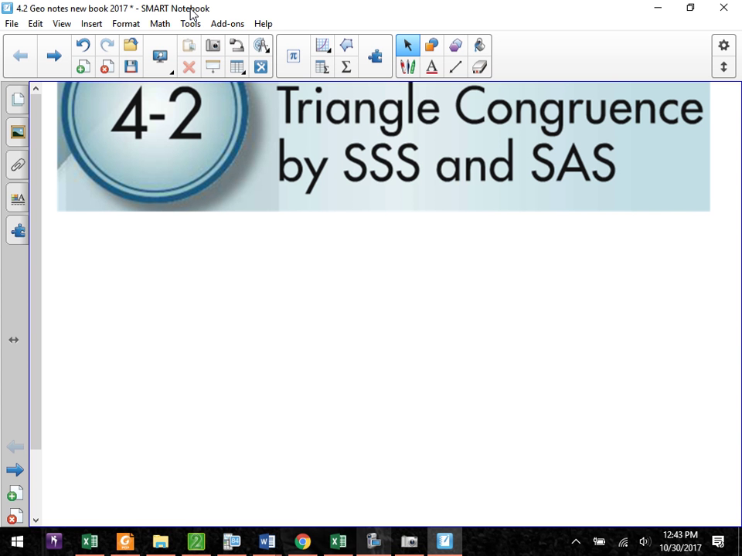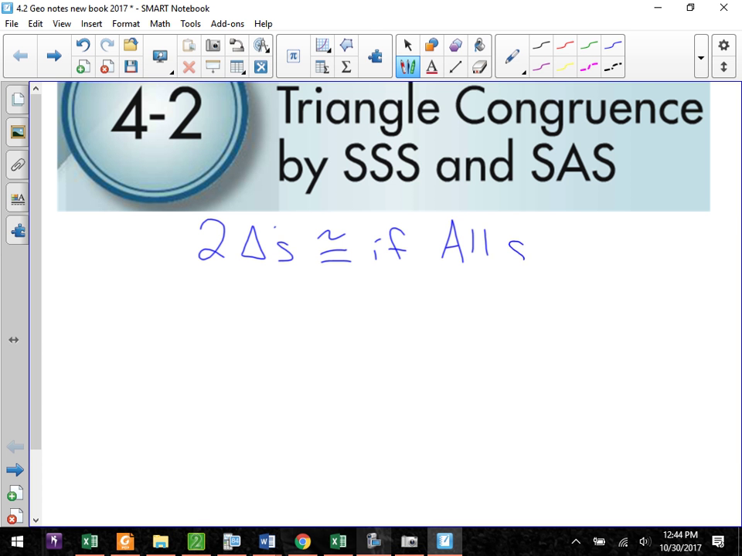And I'm just going to kind of reference the idea of just using triangles for today. Last week when we talked about having two triangles, we had 6 total things that had to be congruent: 3 angles and 3 sides. So last week, in order to show 2 triangles were congruent, all sides and all angles had to be congruent. That's what we started with last week.